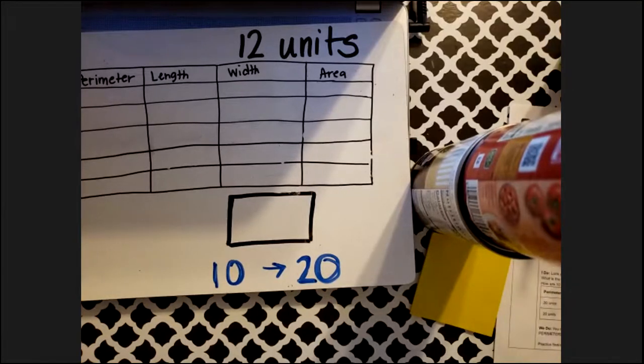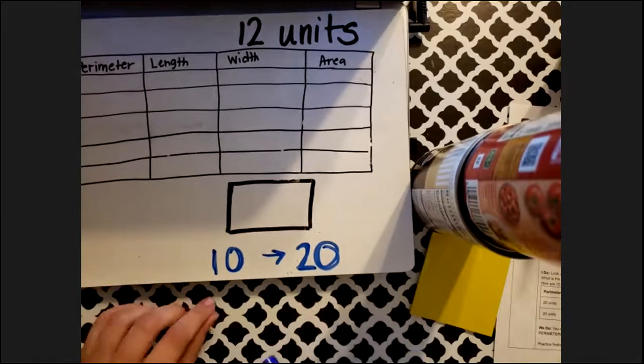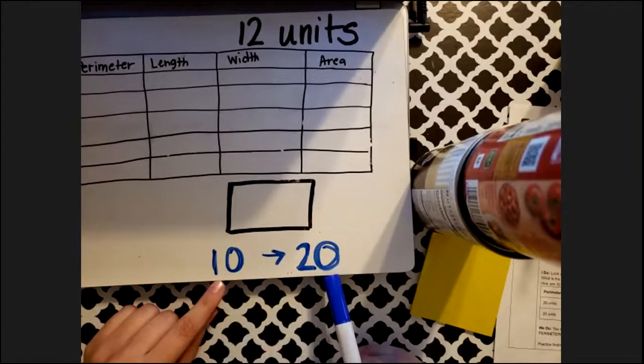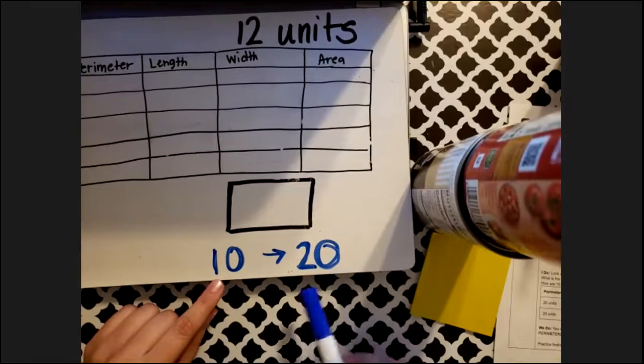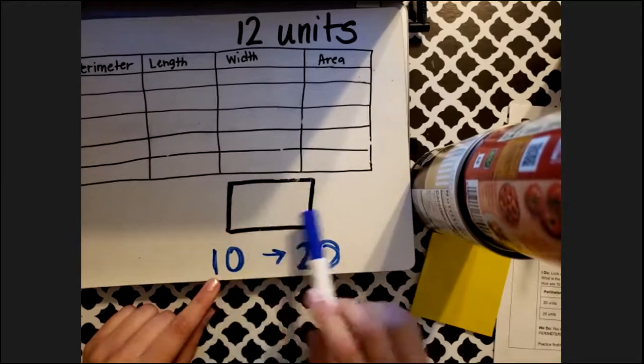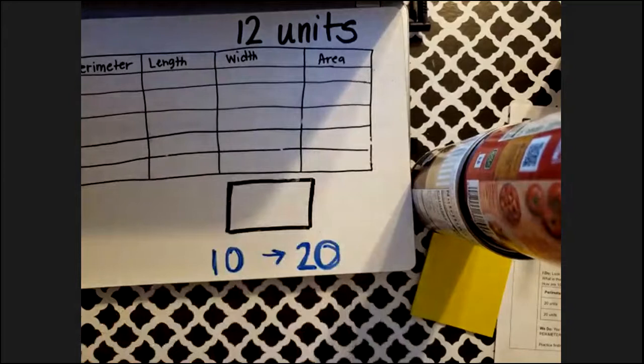I want you also to think, I forgot to mention this, I got a little ahead of myself. What's the connection between 10 and 20? What did I have to do to 10 to get to 20? What did we have to do to those rectangles? Use that to help you get to 12. I want to see what you guys think first before I tell you how to do it.